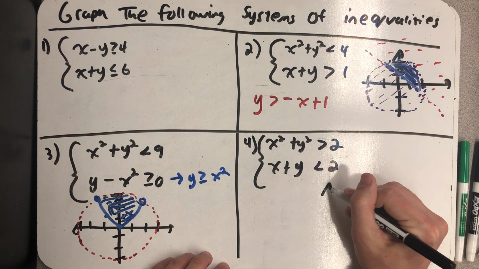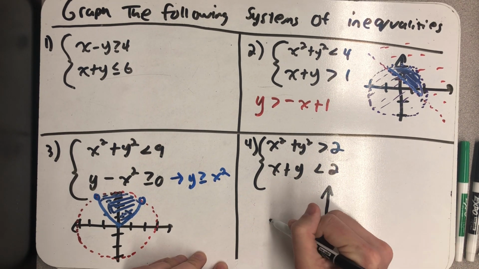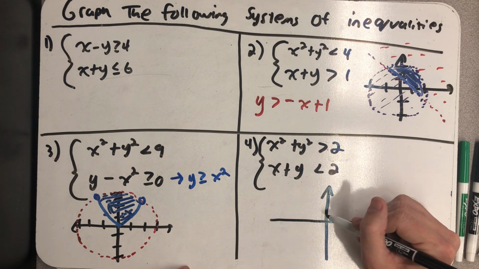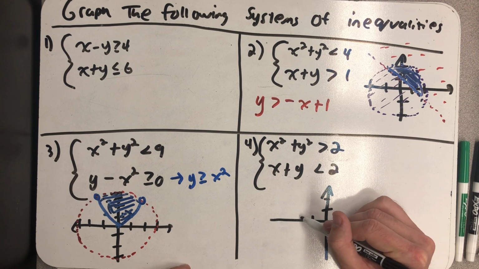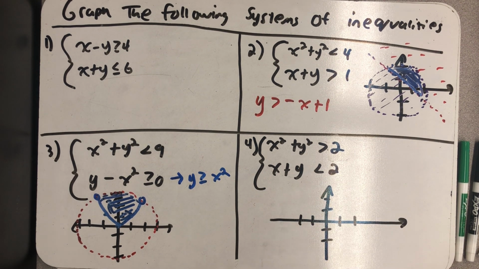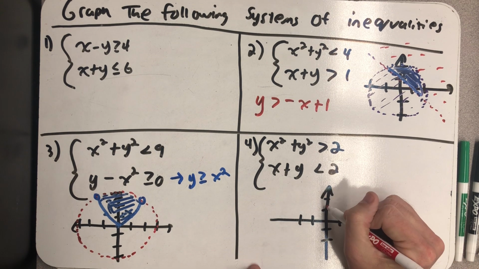Okay, so there's another circle. This time the radius is the square root of 2. X squared plus y squared equals r squared. It's a little more difficult. The square root of 2 is about 1.414. So I'm just going to do my best to draw a circle with a radius that's about the square root of 2.